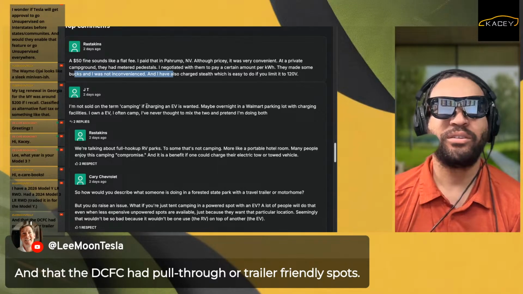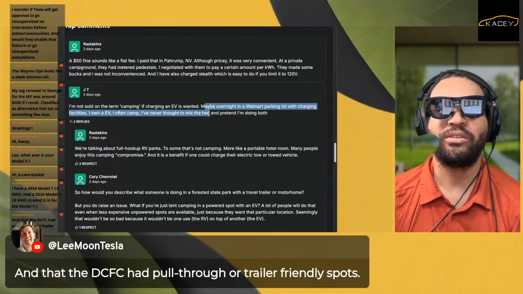I'm not sold on the term camping if an EV is wanted. Maybe overnight Walmart parking with the charging facilities. I own an EV. I often camp. I've never thought to mix the two and pretend I'm doing both.